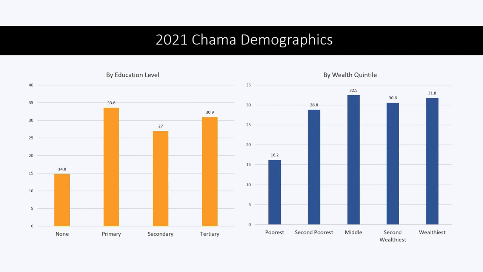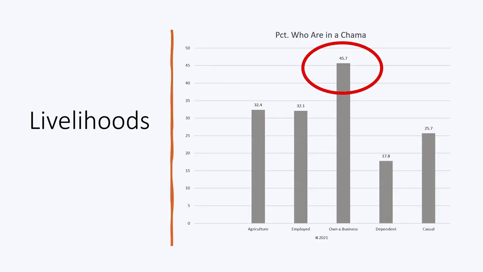So Sibel, next, please. And then also one other interesting thing that we found in the data is that those that are involved in chamas tend to be, the bulk of them are business owners, which is quite interesting. And then closely followed by those involved in agriculture and then those who are employed. So what is it that would encourage people in business to be involved in chamas? Is it that it's flexible? Could it be that it provides liquidity for them to be able to do their businesses?